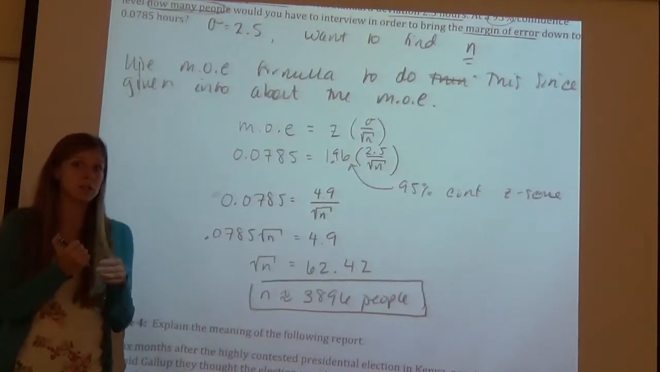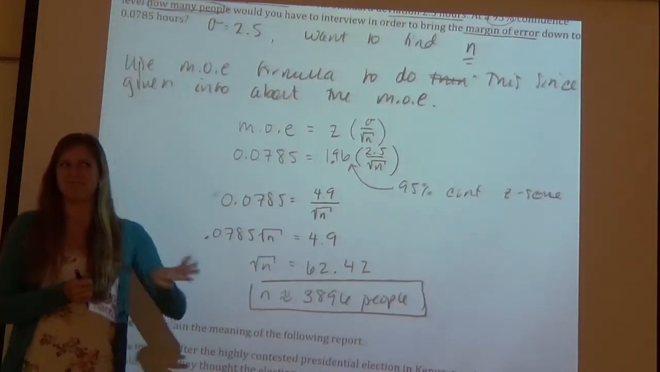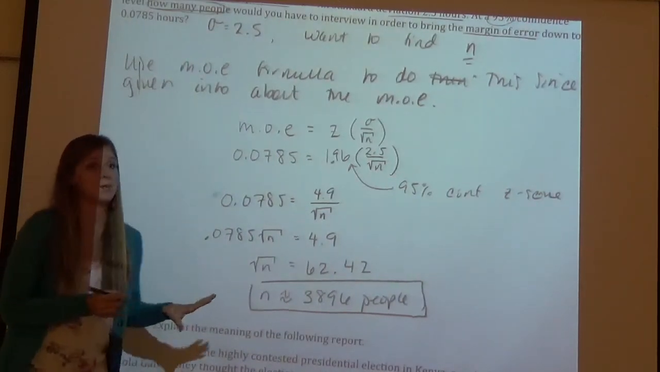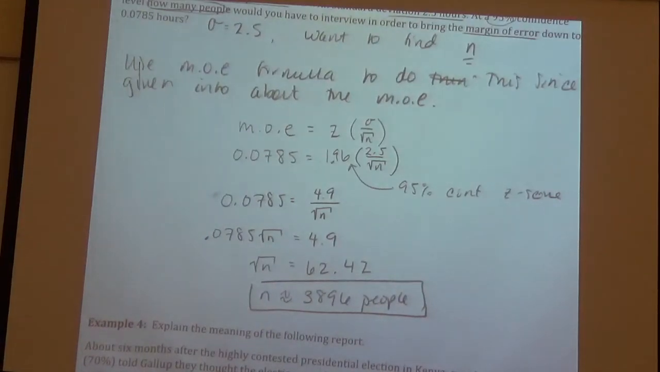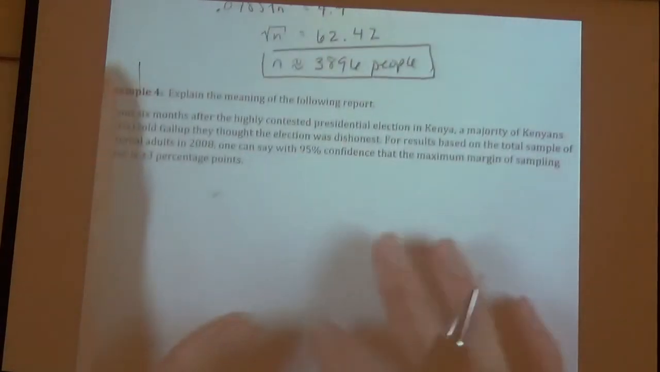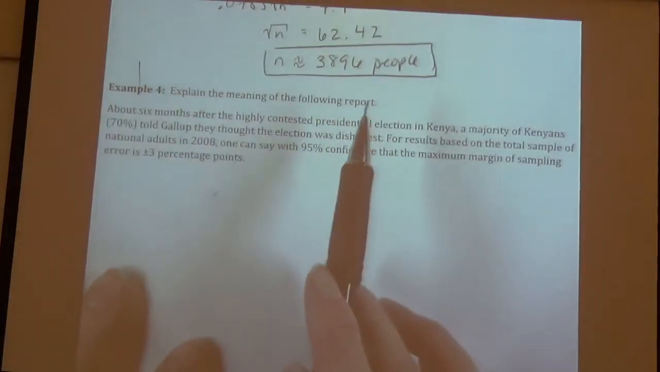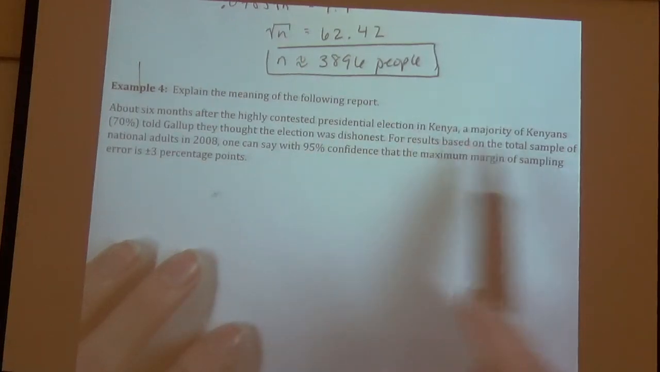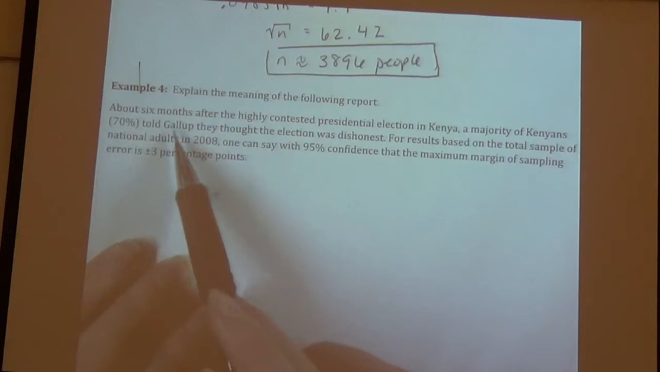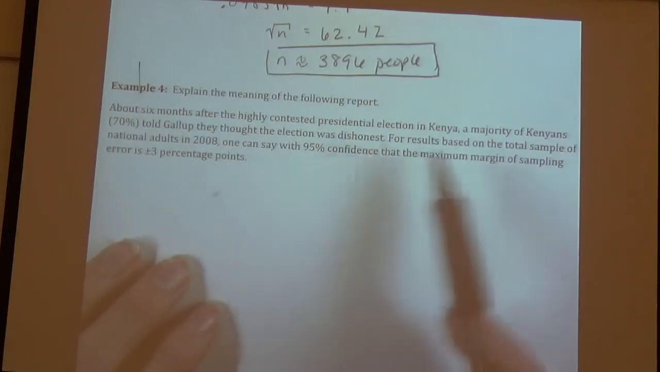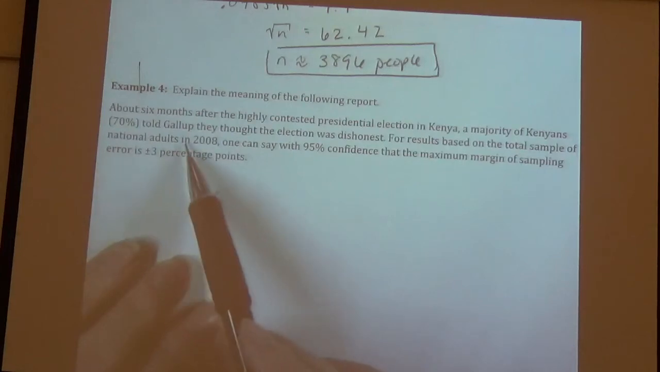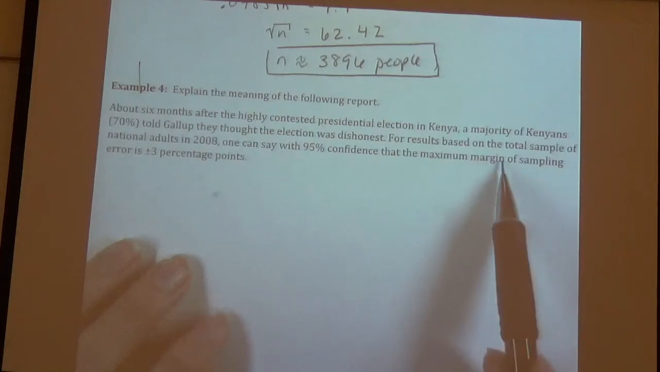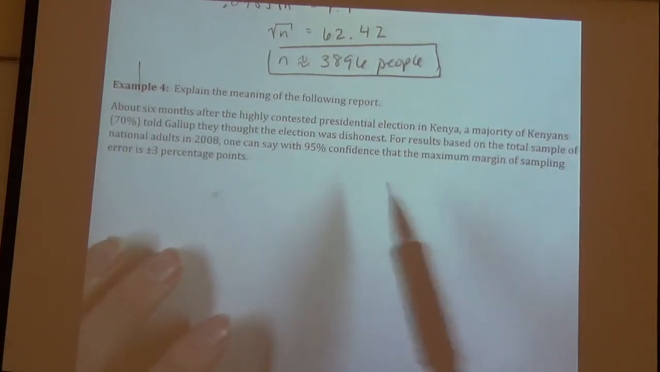Okay, so that's the final question in terms of these notes. We're going to have to look at more later in terms of chapter 14 and 15, but the final example for this section of notes is more of a reasoning question. So what we're going to do is explain the meaning of the following report. This says, about 6 months after the highly contested presidential election in Kenya, a majority of Kenyans, 70% of them, told Gallup that they thought the election was dishonest. For results based on the total sample of national adults in 2008, one can say with 95% confidence that the maximum margin of sample error is plus or minus 3 percentage points.